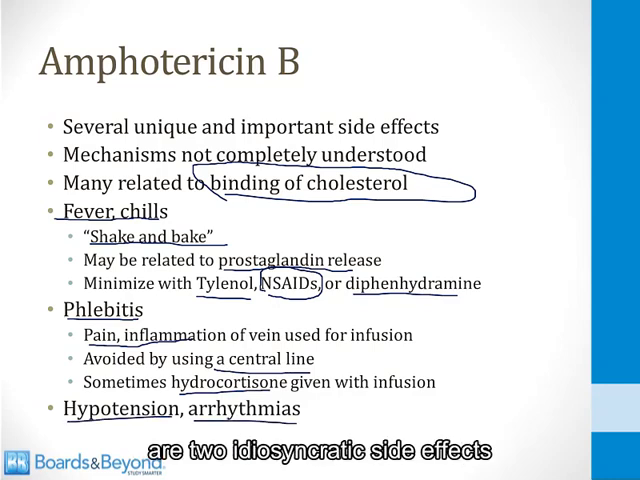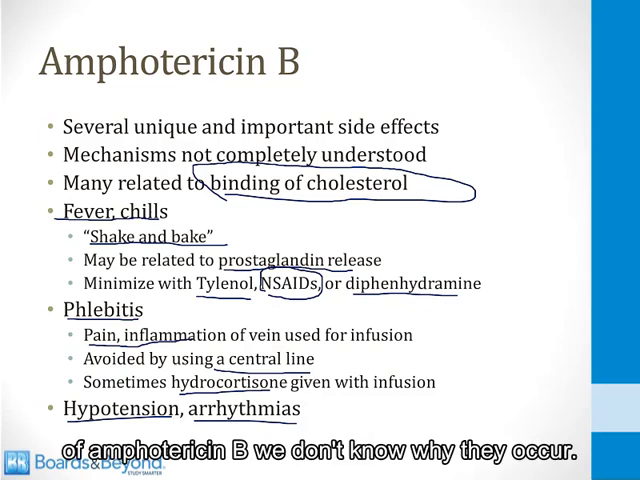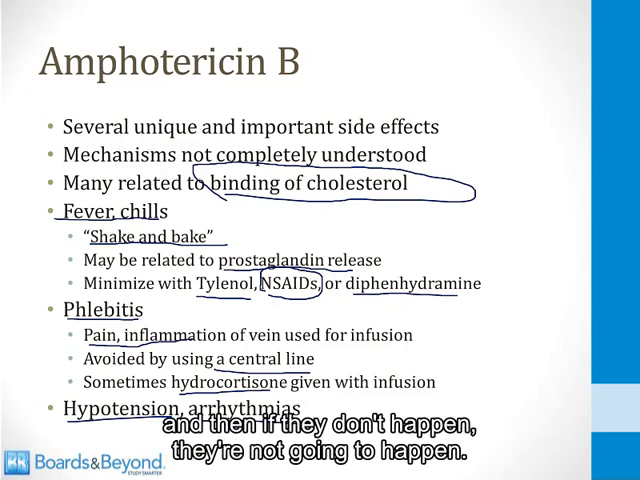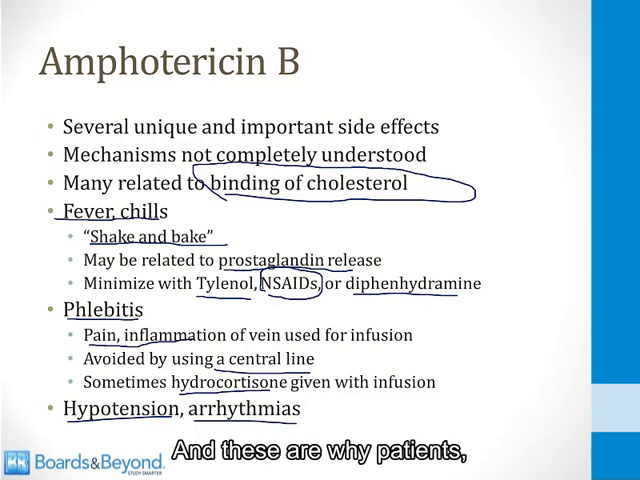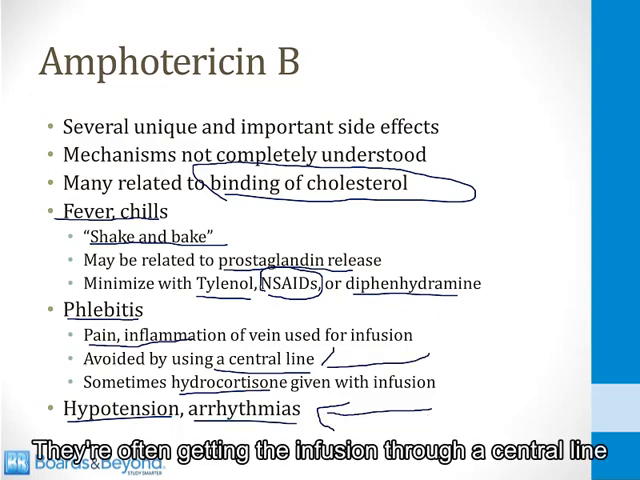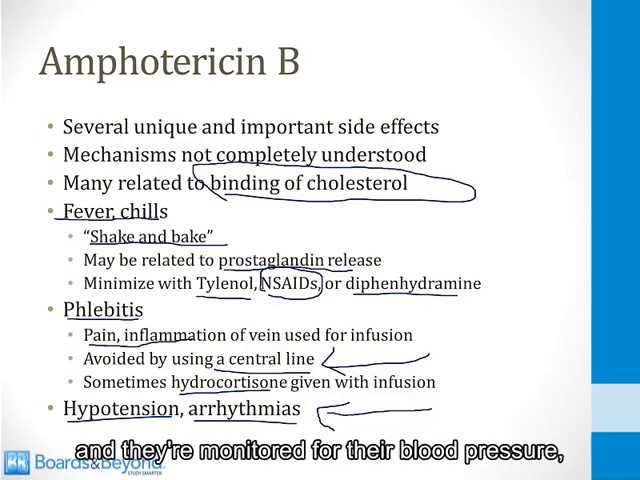Hypotension and arrhythmias are 2 idiosyncratic side effects of amphotericin B. We don't know why they occur. They tend to occur after the first dose, and then if they don't happen, they're not going to happen. And these are why patients who are administered amphotericin B are usually quite sick and are usually monitored in an ICU. They're often getting the infusion through a central line, and they're monitored for their blood pressure and the presence of arrhythmias.